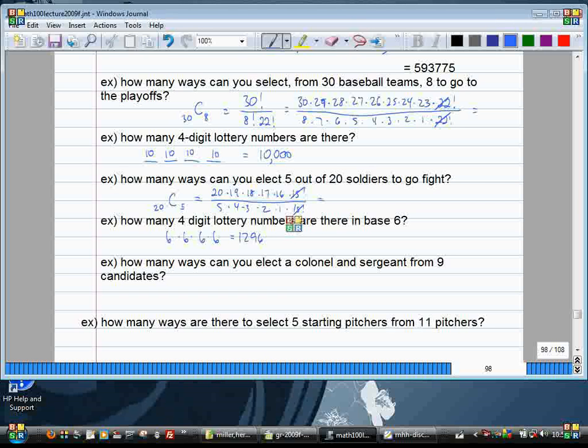Okay. Does it matter? So what if I said each person can be either a colonel or a sergeant. Right. Now, if instead of colonel and sergeant, I said first place and second place, what's the difference? There's no difference.